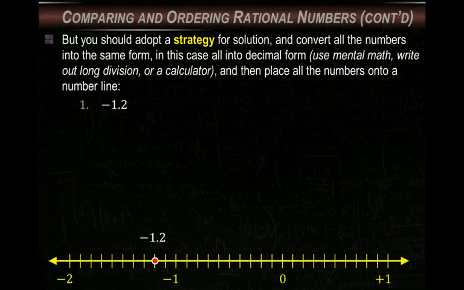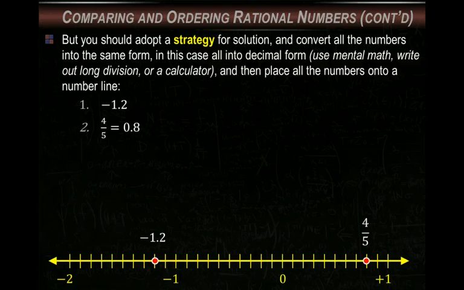So what I might want to do is get a little bit more of an adept strategy. So maybe I'll draw out a number line. Okay? And I know that if I go from 0 down to -2, and up to +1, that should cover all the numbers I need. So the first thing I can do is put -1.2 on my number line. Good, that's on the number line.